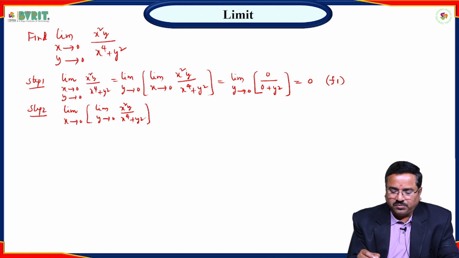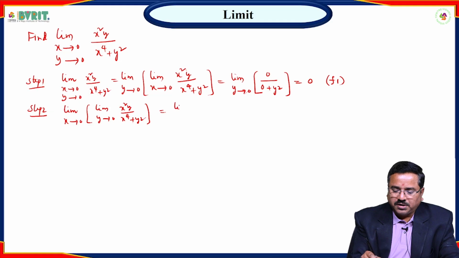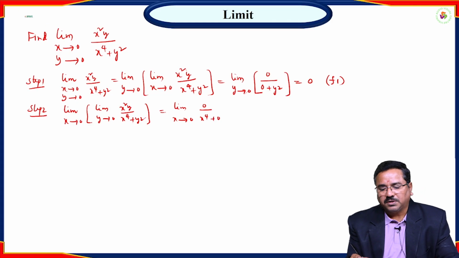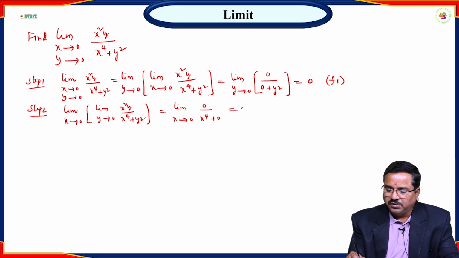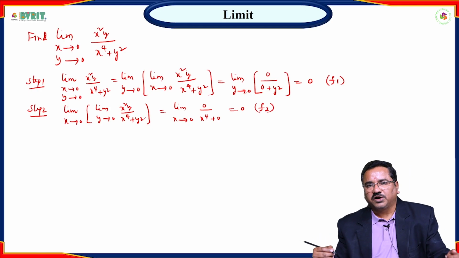First put y equal to 0. If y is 0, what will that inner one become? In place of y put 0, this becomes 0 by x to the power of 4, which is 0. Finally, you can substitute x equal to 0, and you will get 0. This is f2. Just go back and see the working rule.